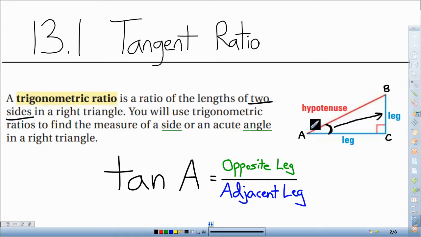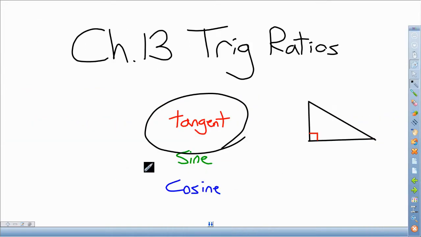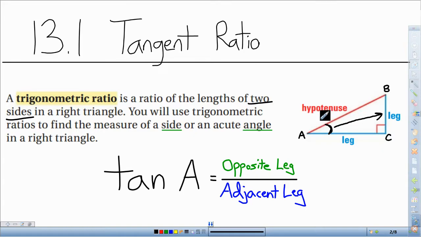The one thing I also want to point out, when we make our ratios today, we're not using the hypotenuse whatsoever. When we get into the other trig ratios, sine and cosine, we will use the hypotenuse. But today, it's all about the two legs. So let me just go back. What if instead of looking at angle A, we were looking at angle B? Which leg would be considered opposite? Well, this leg would now be considered the opposite leg. And that means this leg would be the adjacent.